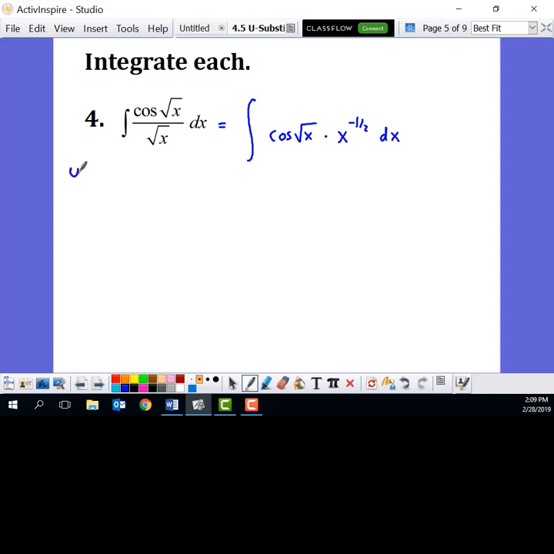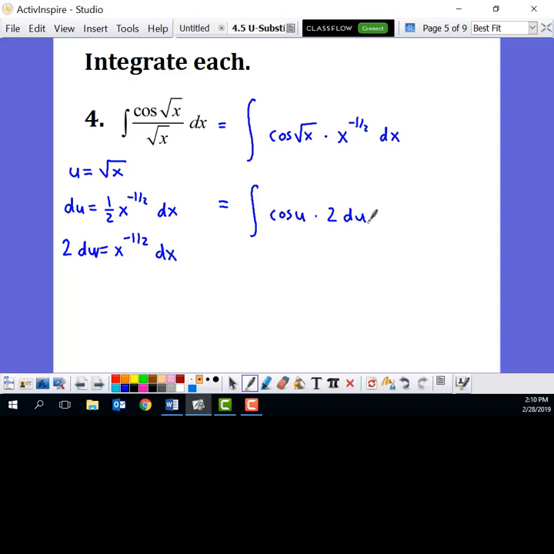So now for u, I'm going to let u be the square root of x. du equals 1/2 x to the negative 1/2 power dx. So if I want to move this 1/2 to the other side, I do that by multiplying by 2. So we have 2 du equals x to the negative 1/2 dx. So now I can rewrite this integral in terms of u and du. So I've got the cosine of u times 2 du.